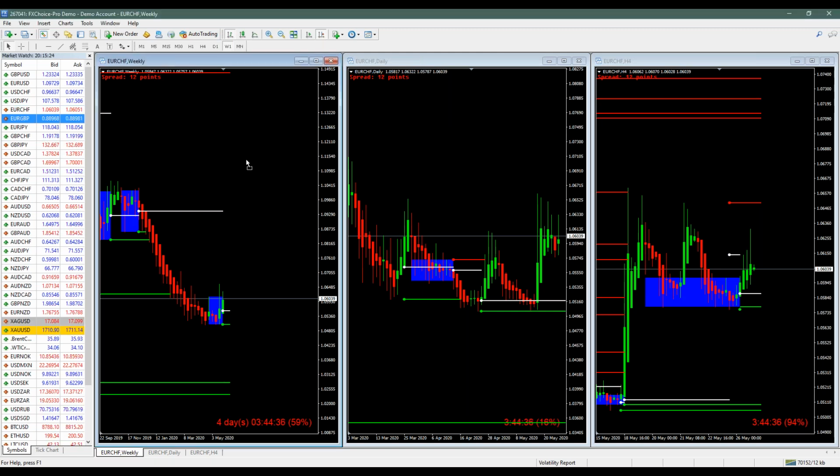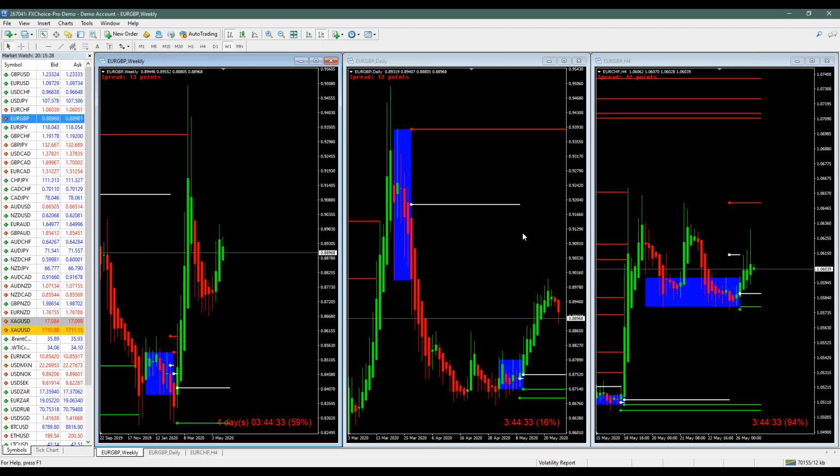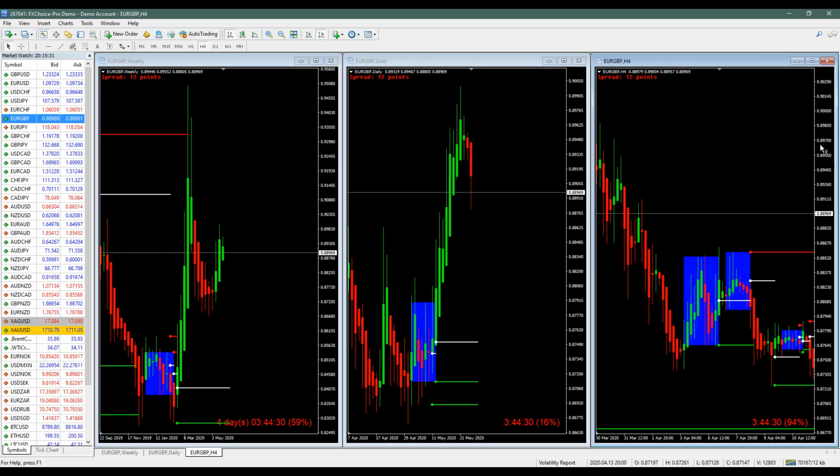Yeah, and if you guys can see, there's a theme going that most of them are not going to make the cut. All right, so moving on to Euro Pound.